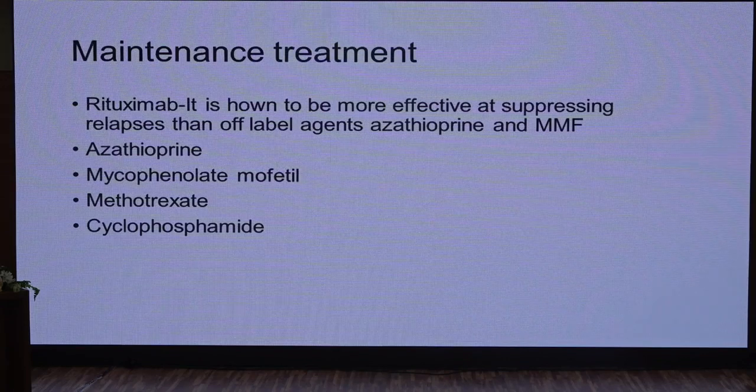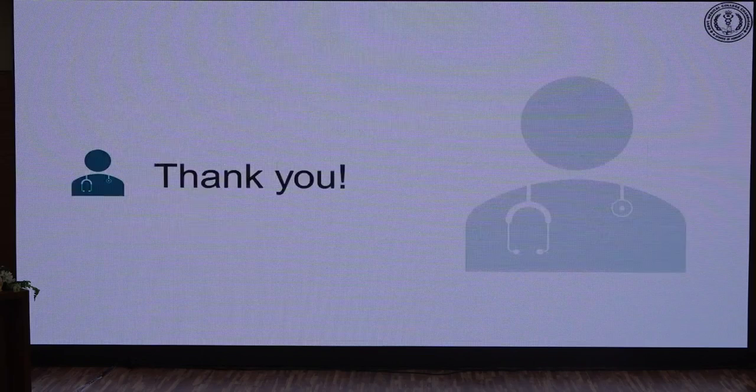What about the maintenance treatment in these patients? The first option that can be given in these patients is rituximab. It has shown to be more effective at suppressing the visual relapses than the off-label oral agents like azathioprine and mycophenolate. We can give azathioprine, we can give mycophenolate, methotrexate and cyclophosphamide. Obviously these drugs have a lot of side effects.